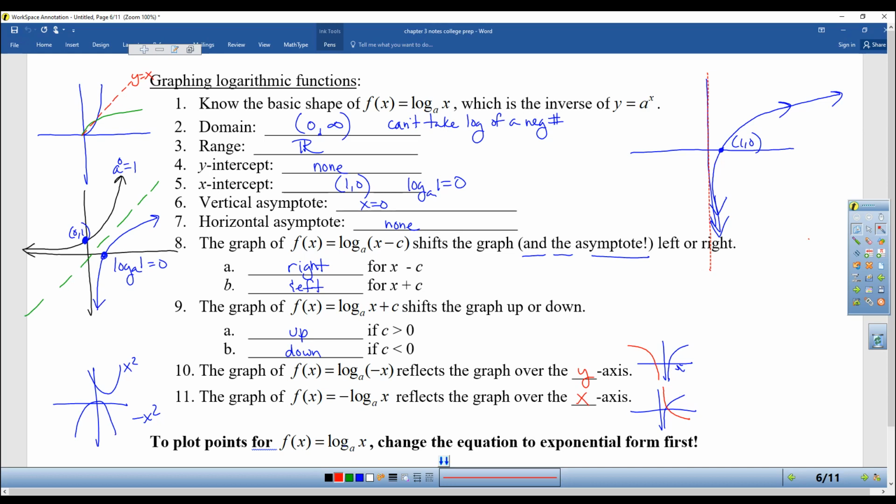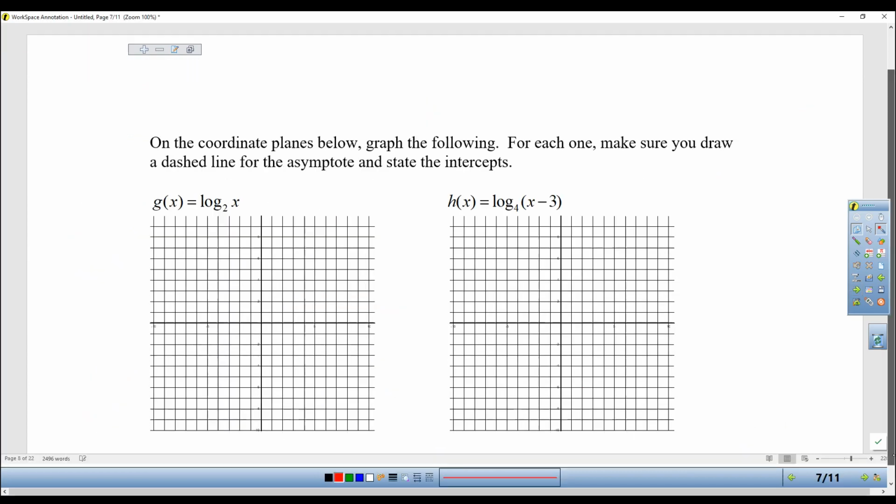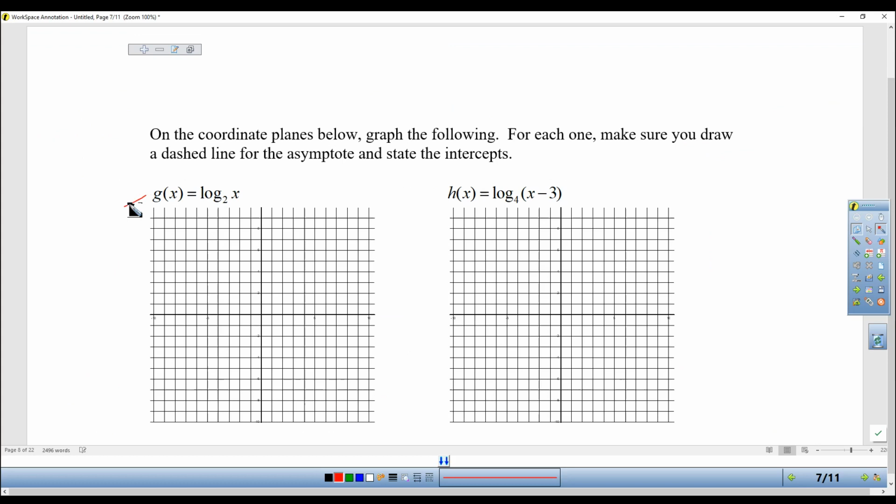So here's the key. Literally, cannot stress this enough. You are never going to try to graph a logarithmic function as a logarithmic function. You are always going to change the equation to exponential form first. I will show you. So I don't even attempt this. Never attempt it. I just change it.